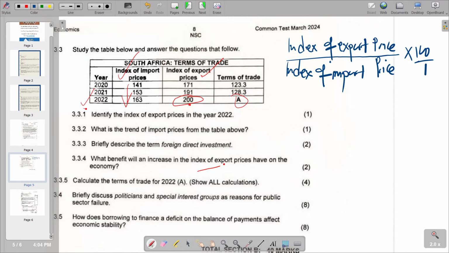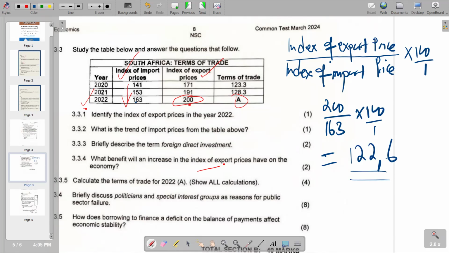So we have those figures there. Index of export price for 2022, we have it here, it is 200. So we are saying 200 over index of import price. We are having it in this column, which is 163 here. And we multiply by 100 over 1. You are going to see that the final answer that you are going to get is 122.6. So this is going to be your answer. So this is the calculation that we have.